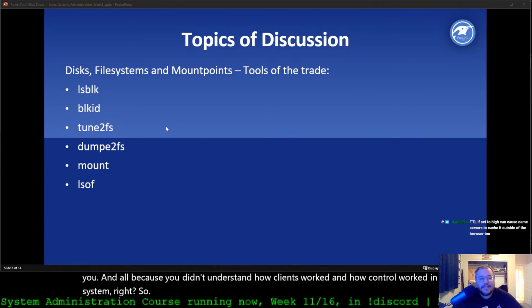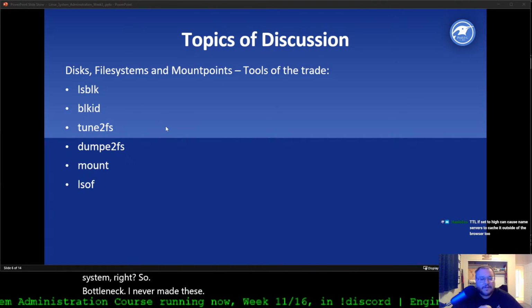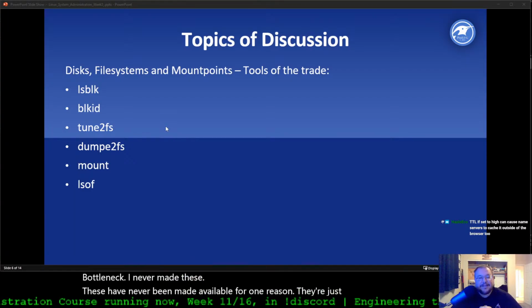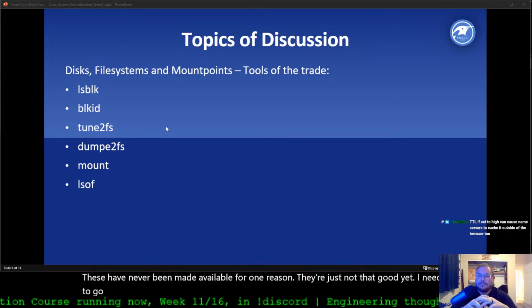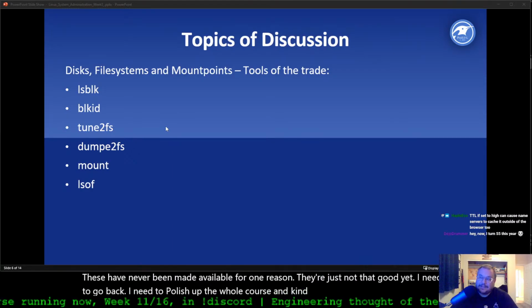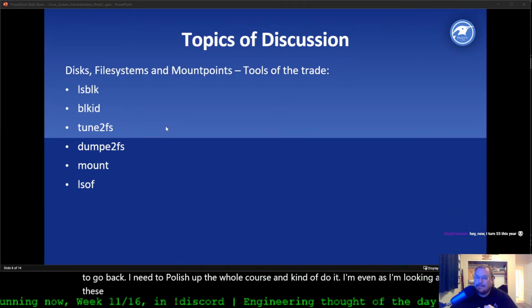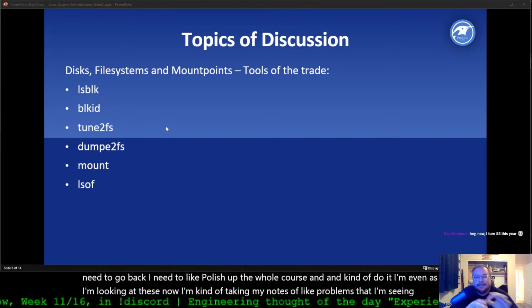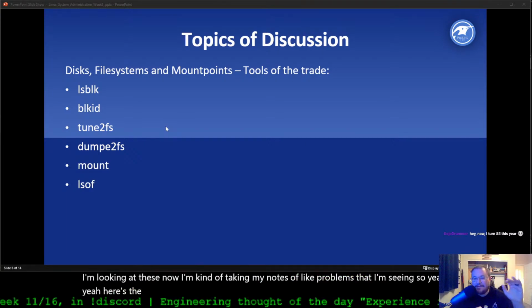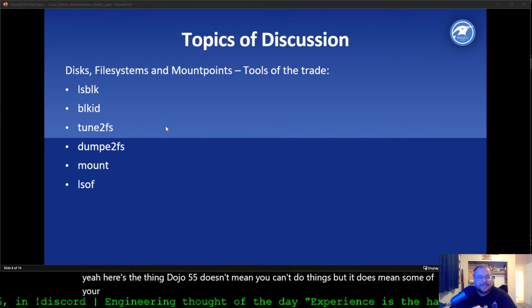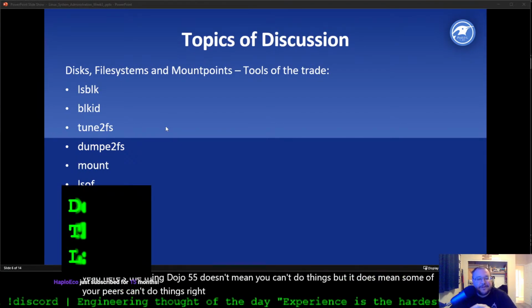Bottleneck, I never made these. These have never been made available for one reason: they're just not that good yet. I need to go back and polish up the whole course. Even as I'm looking at these now, I'm taking notes of problems that I'm seeing. So, yeah. Here's the thing, Dojo. 55 doesn't mean you can't do things, but it does mean some of your peers can't do things. Right? So, Haplo, how's it going?